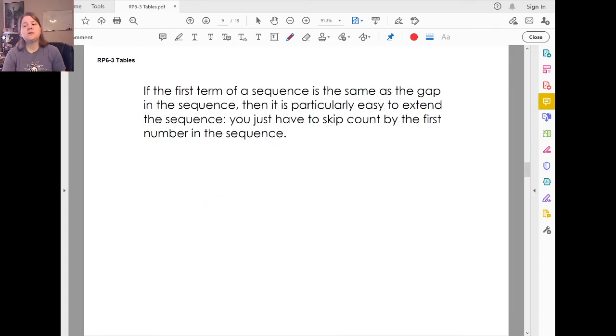If the first term in the sequence is the same as the gap in the sequence, it's pretty easy to extend it. You just have to skip count by the first number.